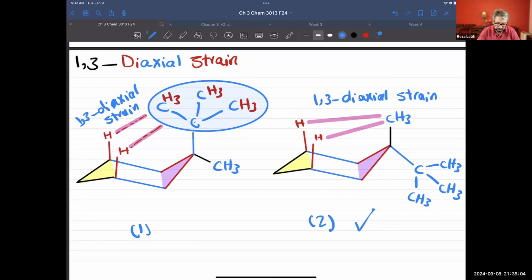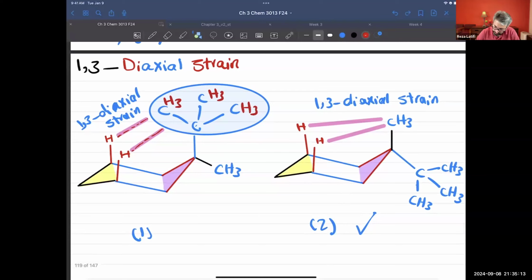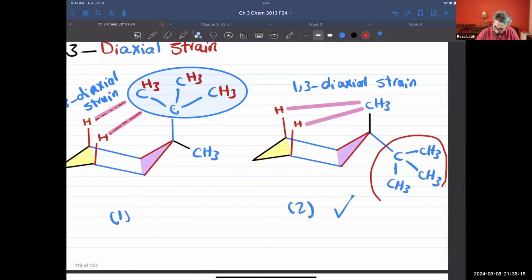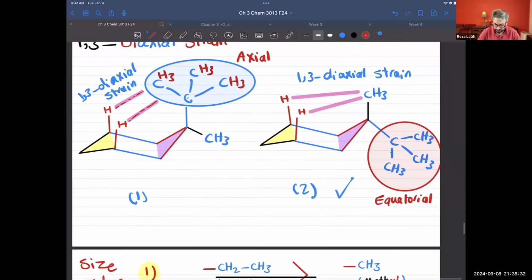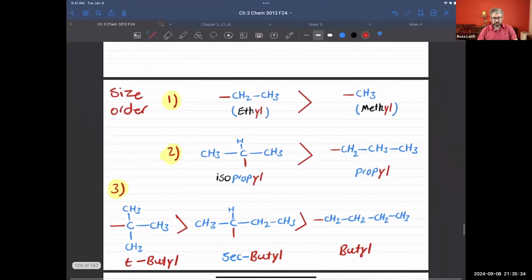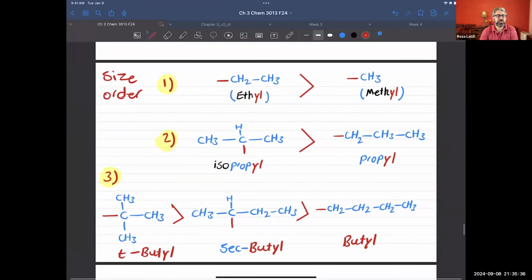Why? Because it has the bulky group sitting in the equatorial position. The bulky group in the equatorial position is going to be more stable. Here, we have the bulky group in the axial position, and that's actually the main problem. Now this is the trend for the substituents.